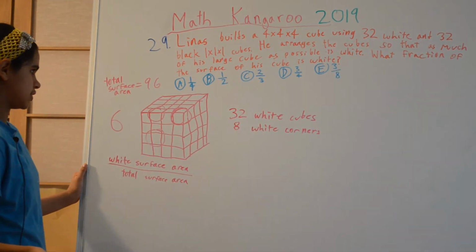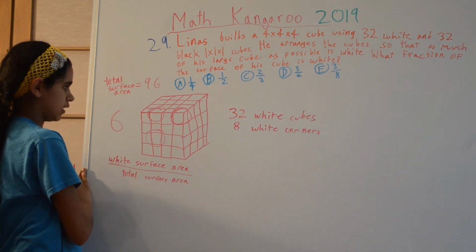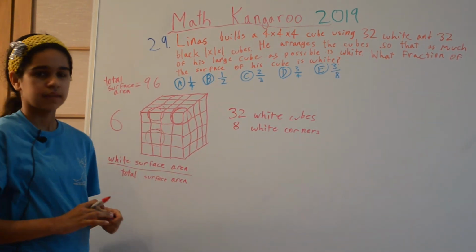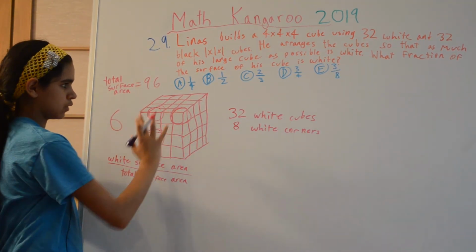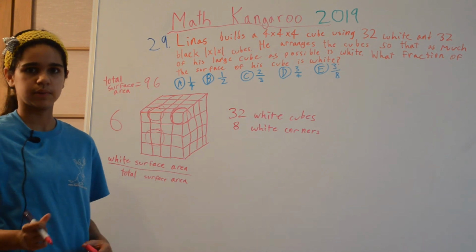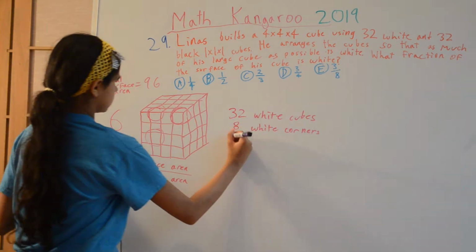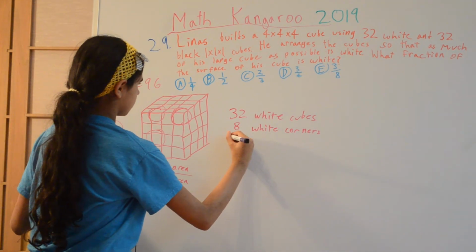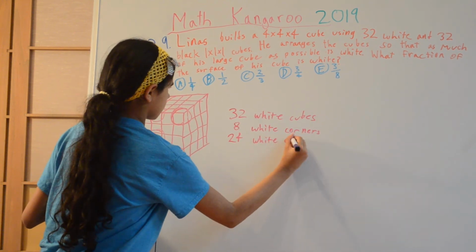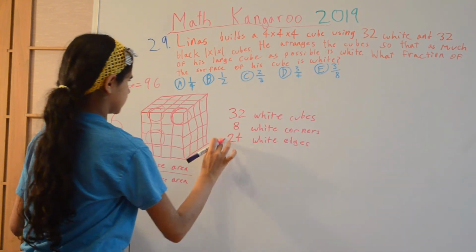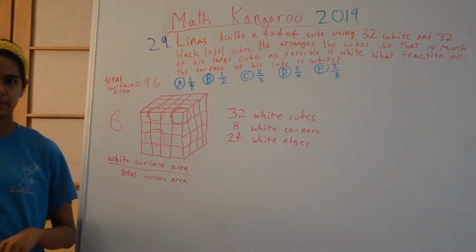Now we'll look at the edges. There are 12 total edges, and each edge has 2 squares on it if you get rid of the 2 at the corners, and we want to get rid of those since we've already counted them. So that's 12 times 2, and that's 24 white edges. At this point we have 8 plus 24, which already sums to 32. So we can't make any of the inner squares white.